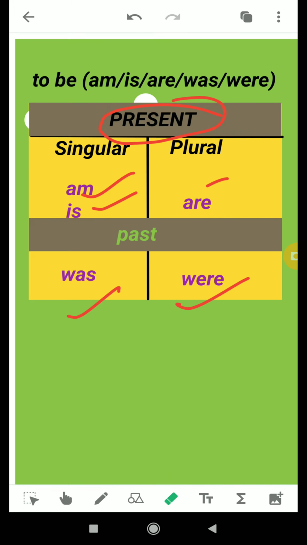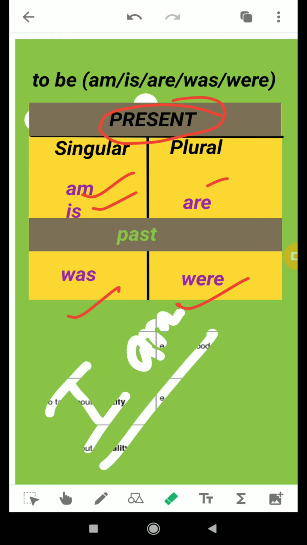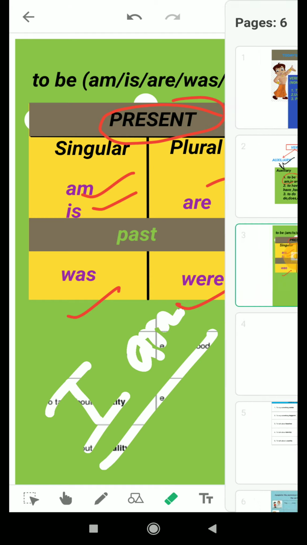As we have seen over here, is is a singular verb, am is singular, and here we have to remember a little bit that we always use am with I. In present tense we use am with I. Understood? I hope that you have understood this. Now let's move on. Let me explain it better.